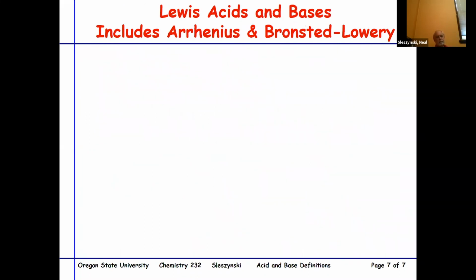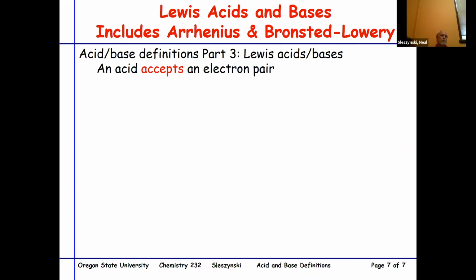Finally, we're going to take a look at a third definition of acids and bases. We're going to talk about Lewis acids and Lewis bases. Again, this is a broader definition that includes everything we've defined either as an Arrhenius or a Bronsted-Lowry acid and base. So our definition part 3 for Lewis acids is: an acid is a molecule that accepts an electron pair during a reaction. A base donates an electron pair during a reaction.